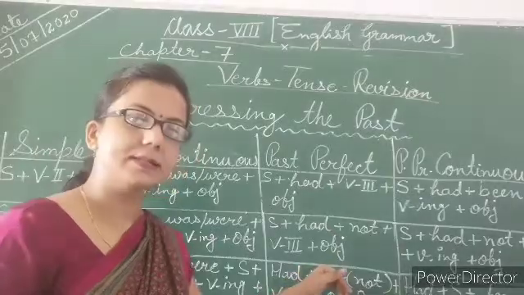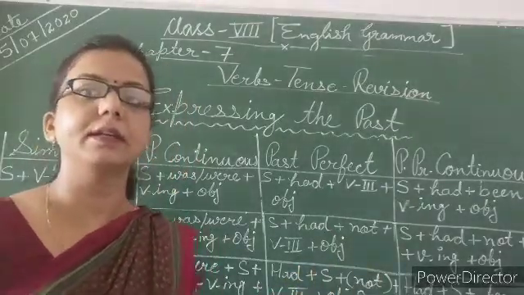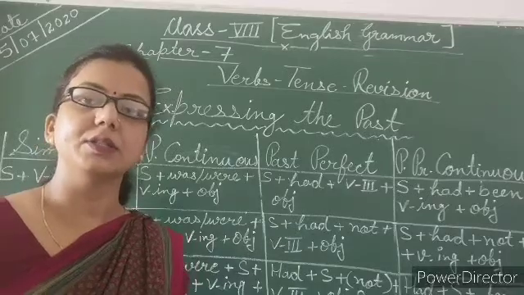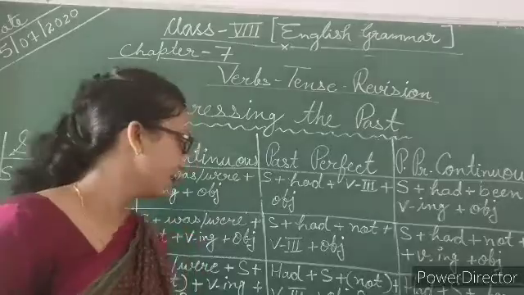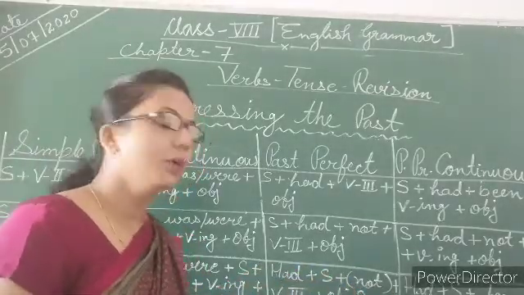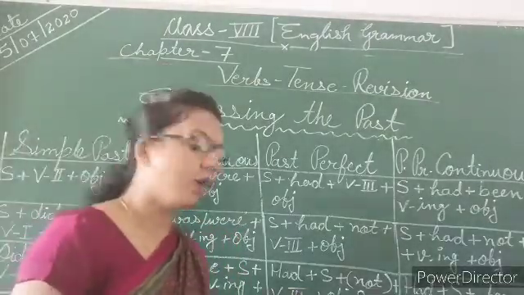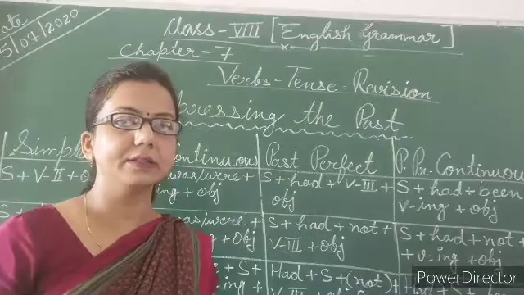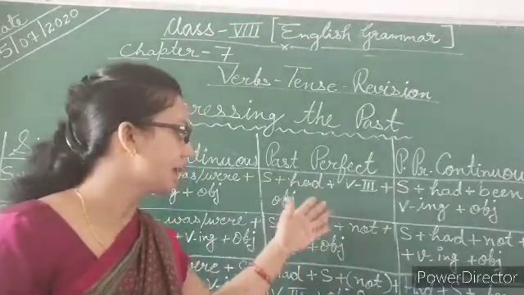Had plus subject plus not. If the given sentence is in negative format and you are changing it into interrogative, then you have to use not, otherwise there is no use. So had plus subject plus not plus verb's third form plus object, and end it with a question mark. That's it for past perfect.